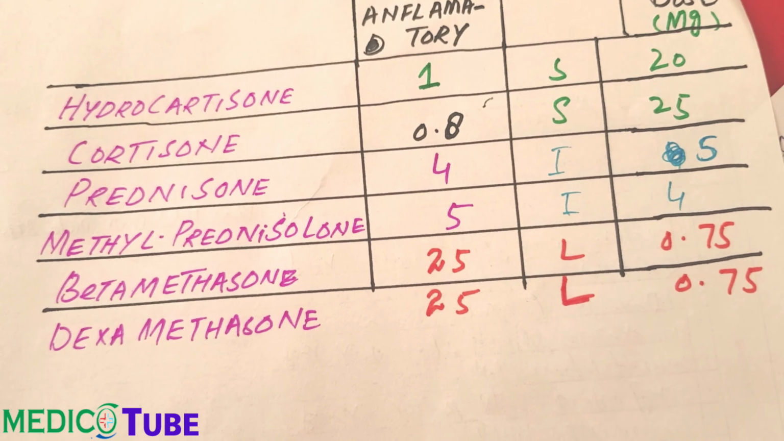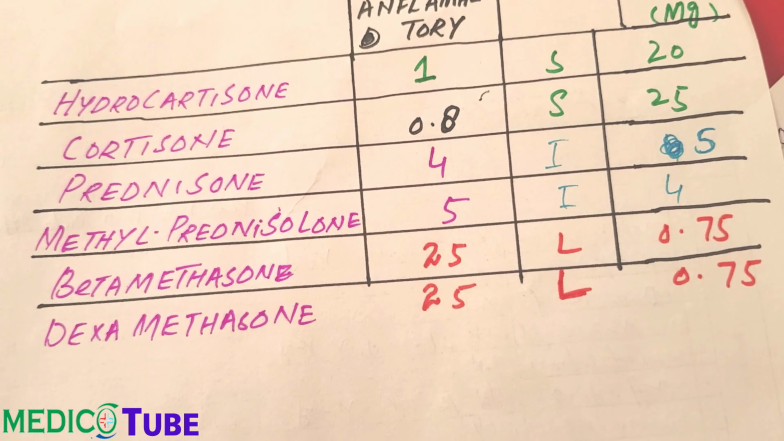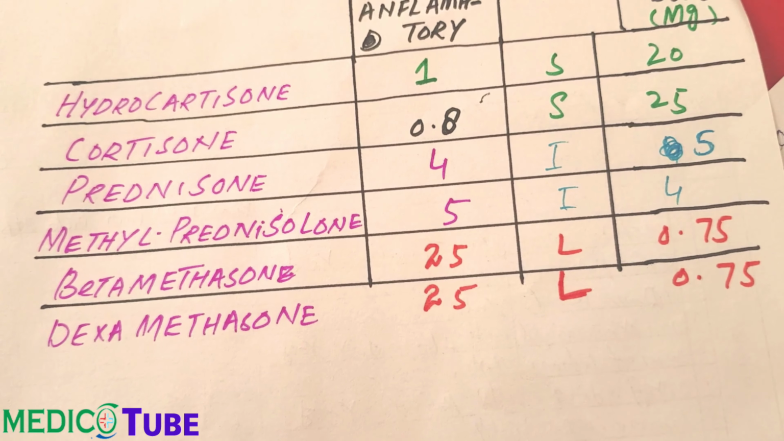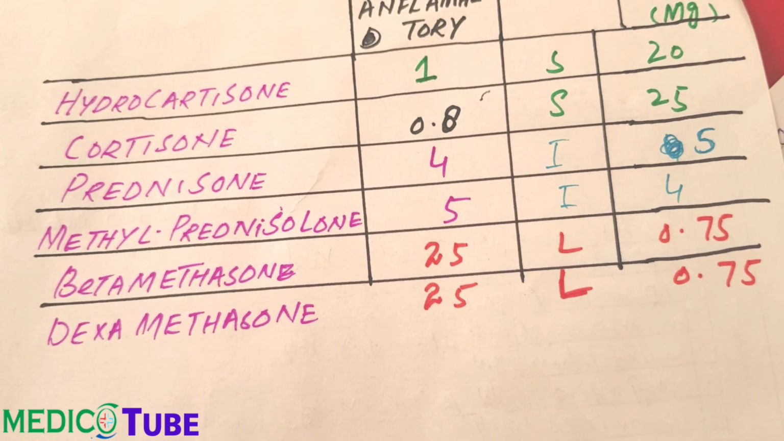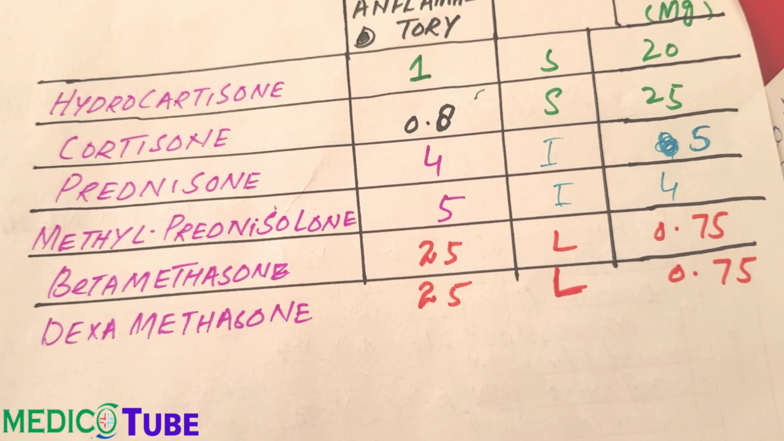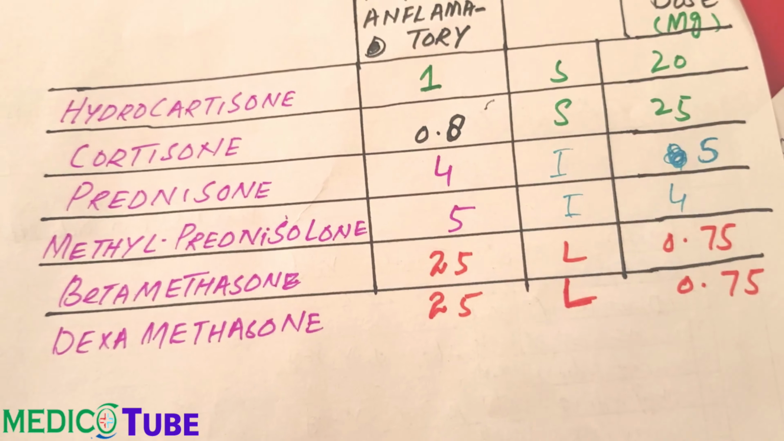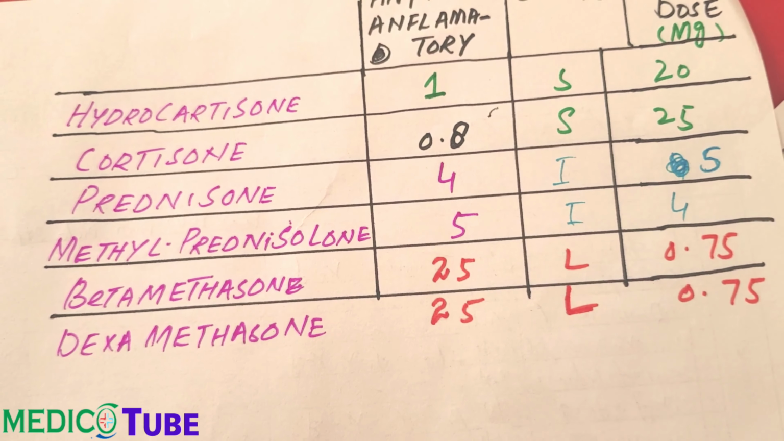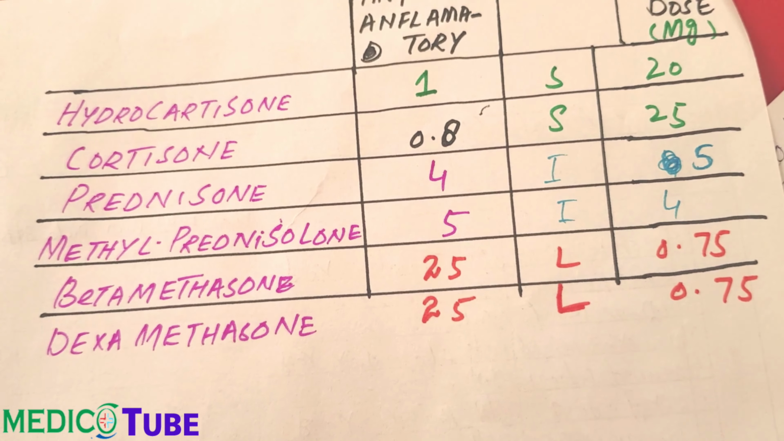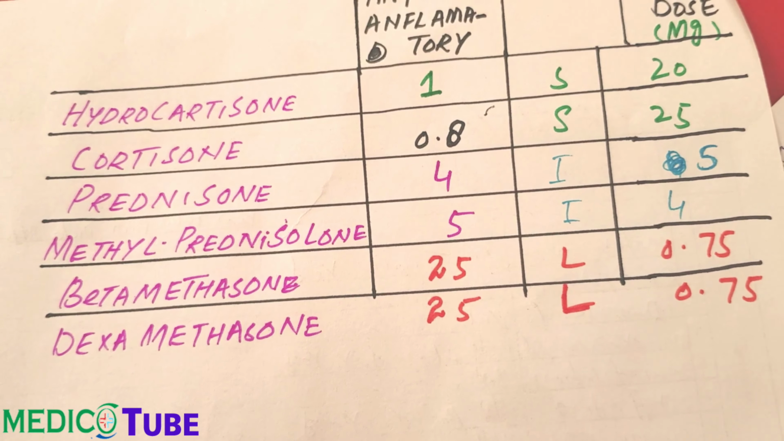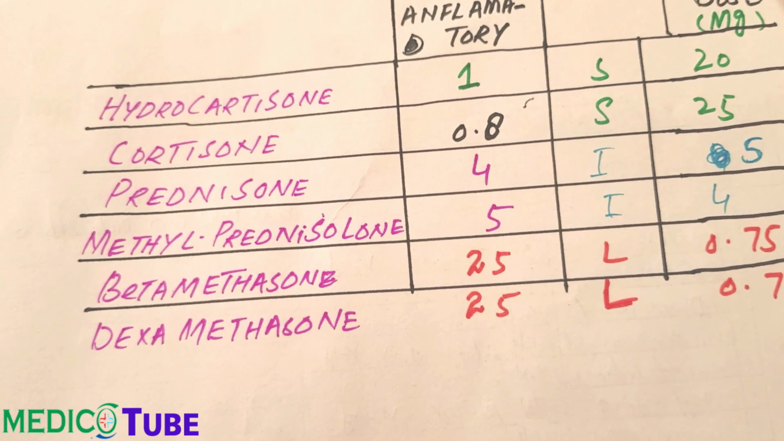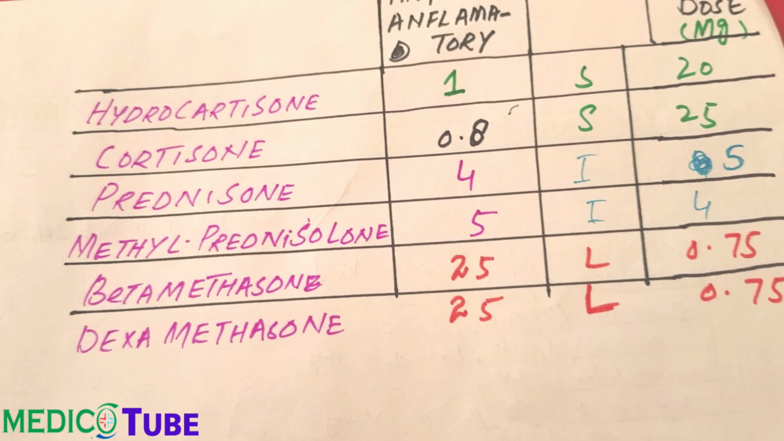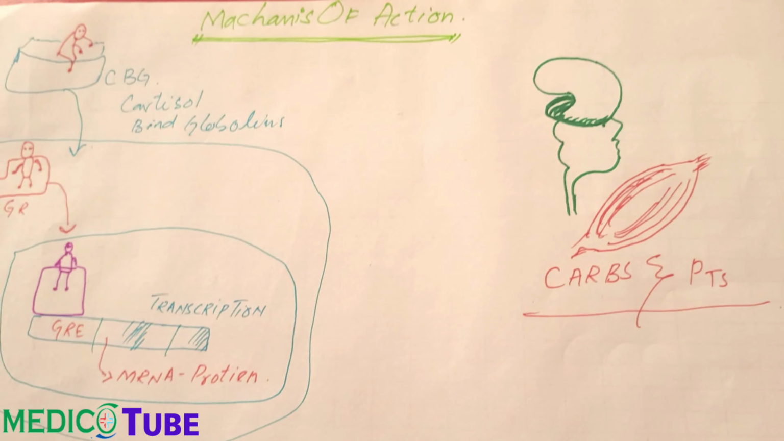The last one is dexamethasone, which is used in COVID-19. Just a few days back, Oxford published a study and said this is the first life-saving drug. But if you don't have dexamethasone, no problem. You can use hydrocortisone, cortisone, prednisolone, methylprednisolone, or betamethasone. They all work in the same manner.